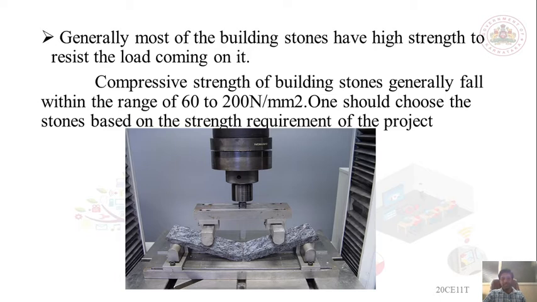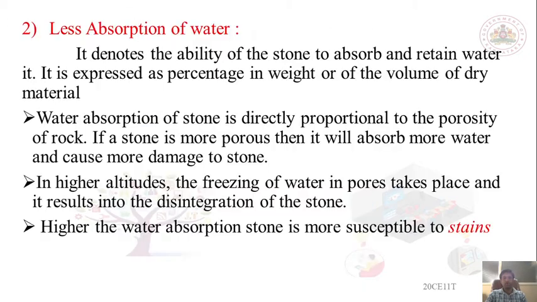But in general, the compressive strength of the stone should be more than 100 Newton per mm square, above 150 or even 100 MPa. Then that strength of the stone is a good requirement for any of our projects. Generally you can use 100 MPa and above. So that is strength.